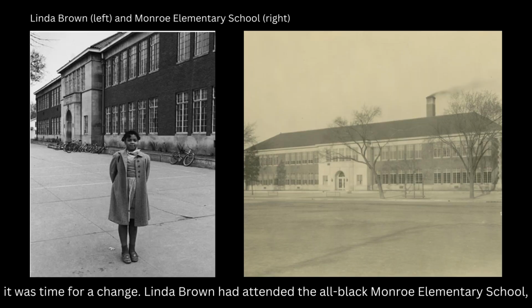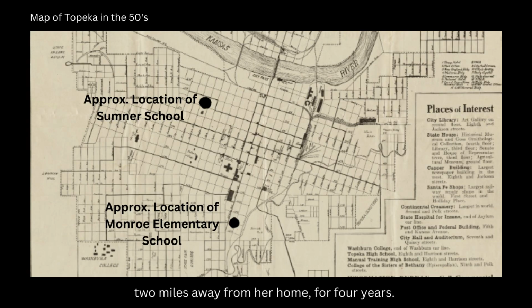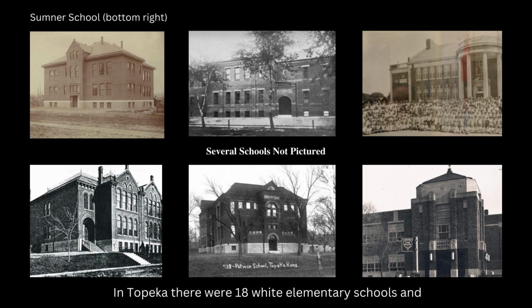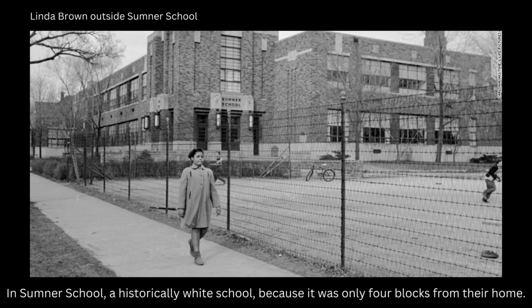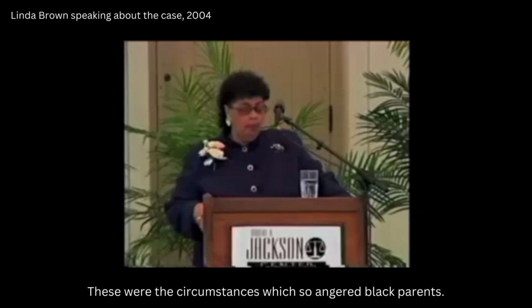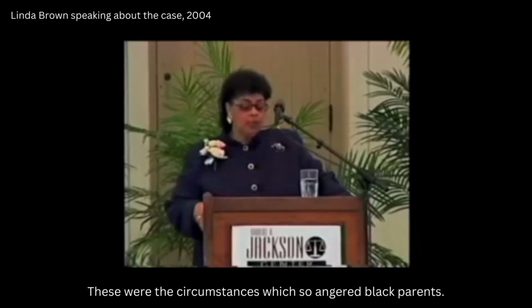Linda Brown had attended the all-black Monroe Elementary School 2 miles away from her home for 4 years. In Topeka, there were 18 white elementary schools and only 4 colored elementary schools. Brown attempted to enroll his daughter in Sumner School, a historically white school, because it was only 4 blocks away from their home. These were the circumstances which so angered Black parents.